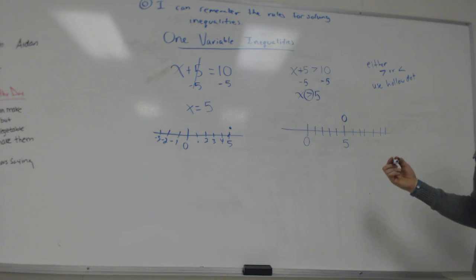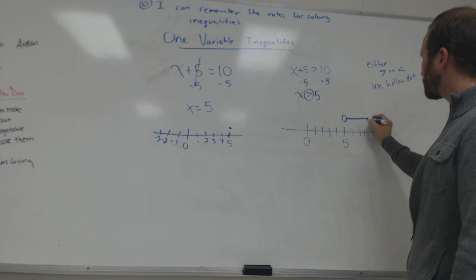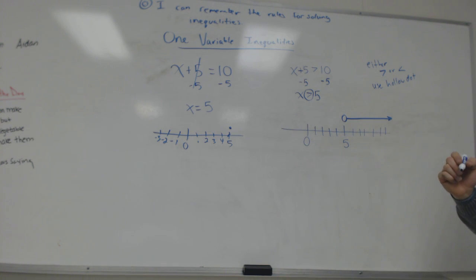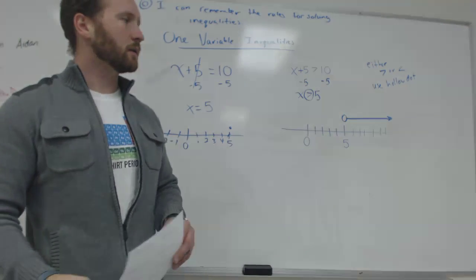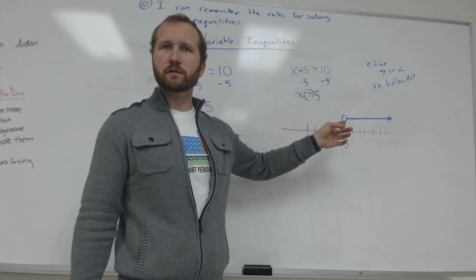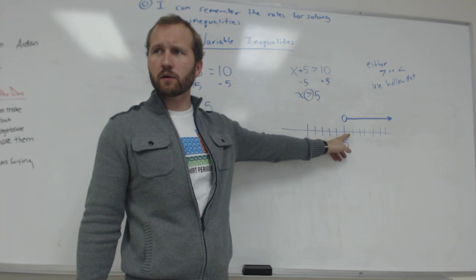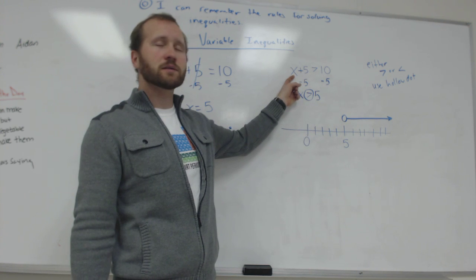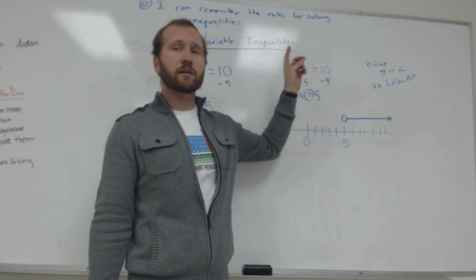In order to show that, I'm going to draw an arrow in that direction. Because I listed some of the possibilities: 6, 7, 8, 9, 10, 11. But there are others, right? X could be 5.00002. And 5.00002 plus 5 is still greater than 10.